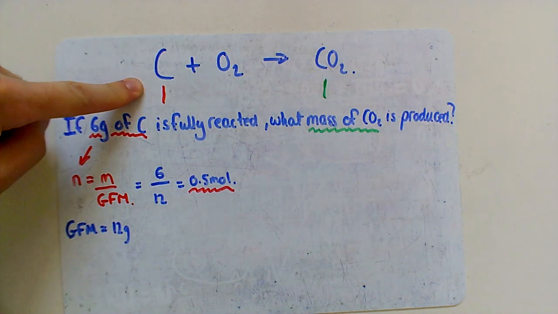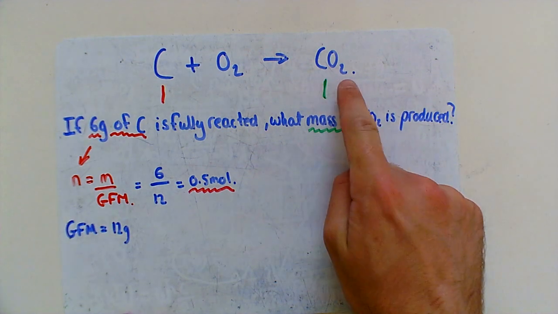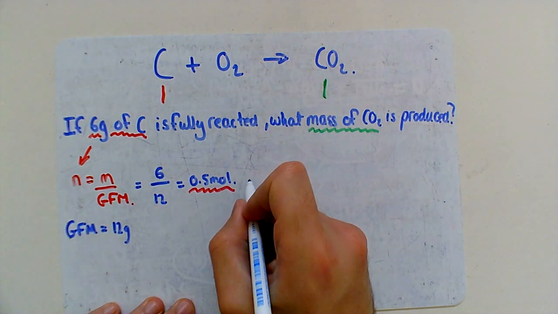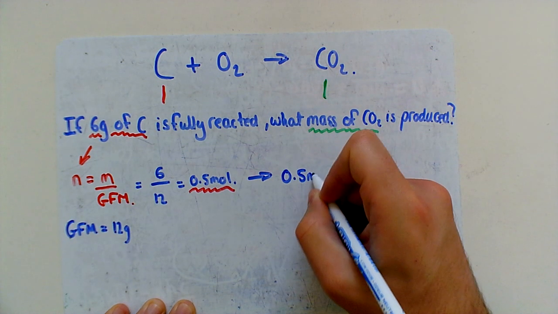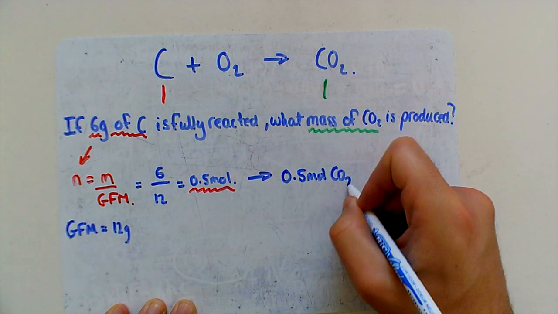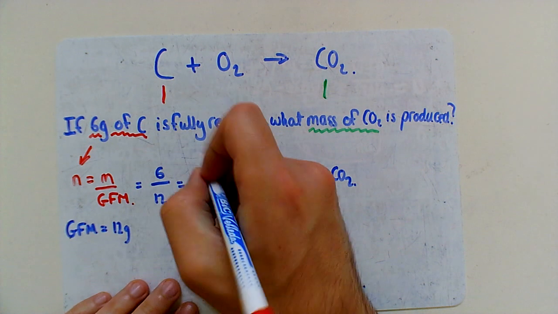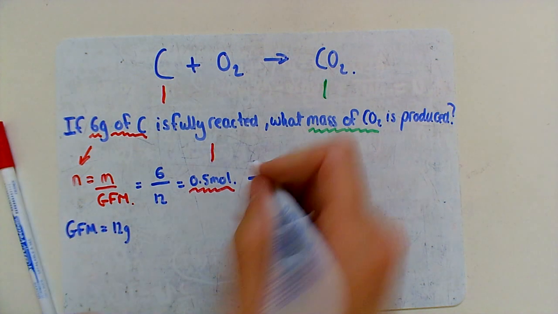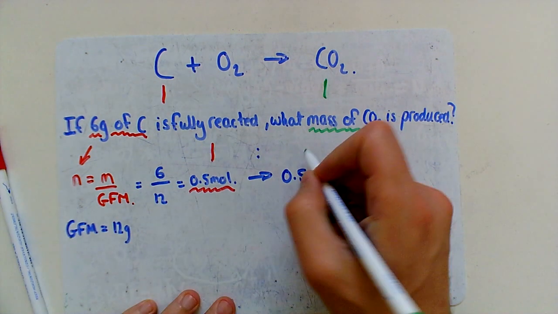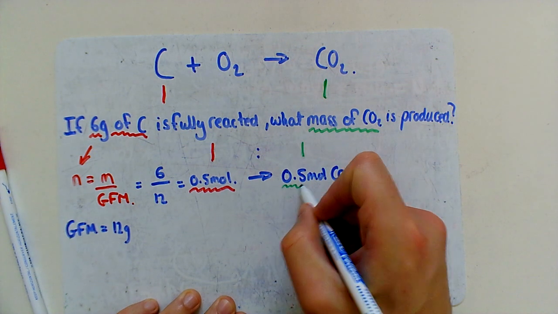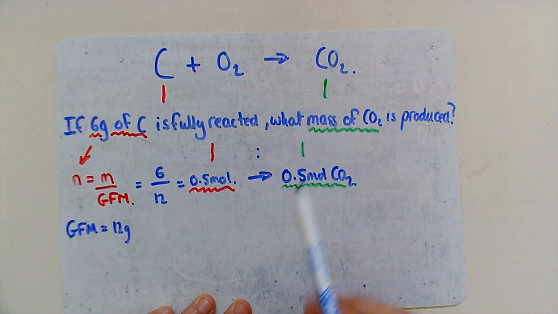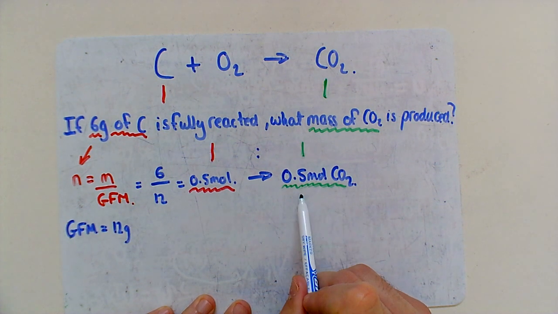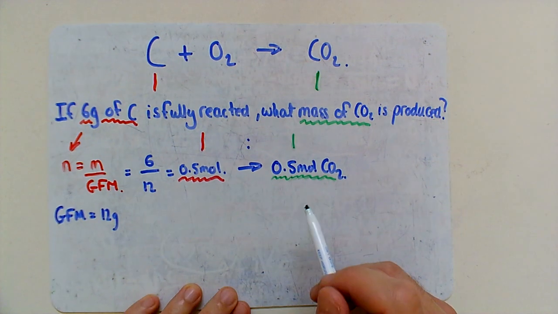Now we know that every 1 mole of carbon produces 1 mole of CO2. So that means we will make 0.5 moles of CO2 because it is 1 to 1. So we're going to make 0.5 moles of CO2. But that's not enough. It's asked us for what mass. So now we need to take this value and turn it into a mass.